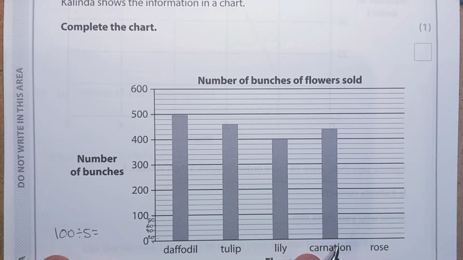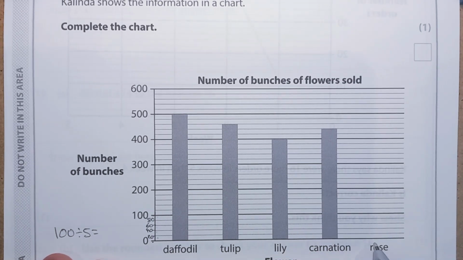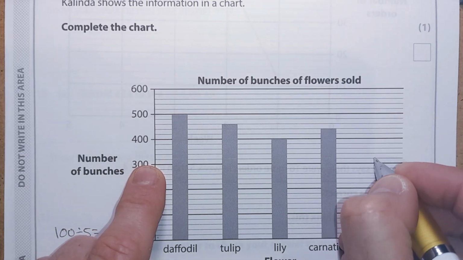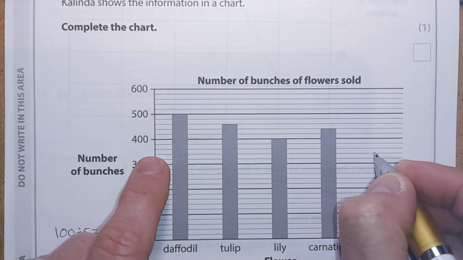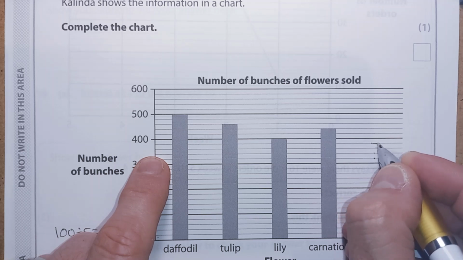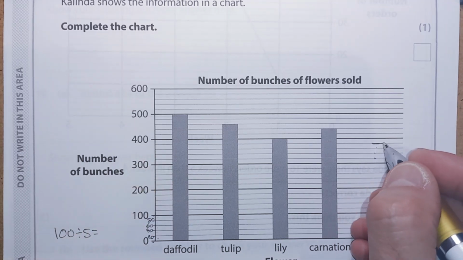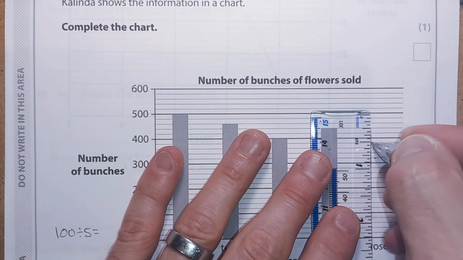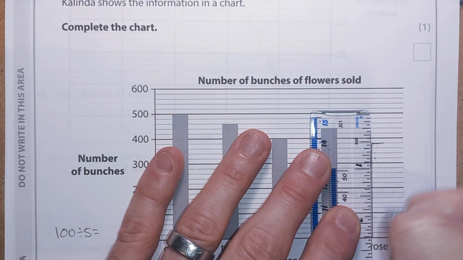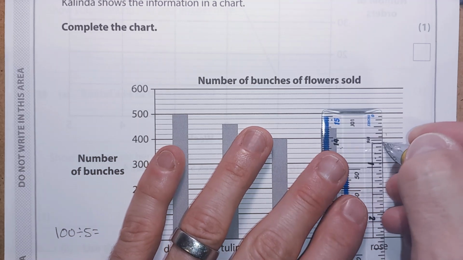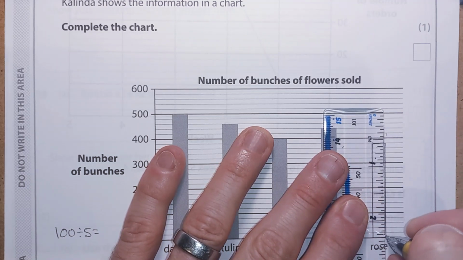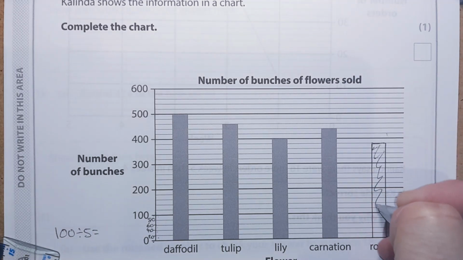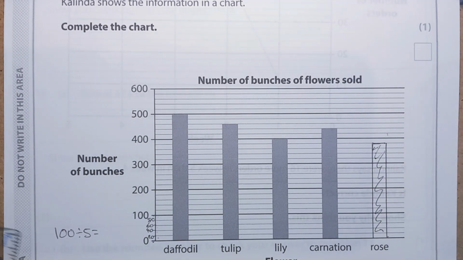So let's go up to 300. So it's going to be here. Going up, here's 300. So this would be 320, 340, 360, 380. It's going to be here. And I just need to draw my bar. Doesn't have to be exactly the same size as the others that are drawn, but it's nice if it's close. And you can leave it blank, or you can just colour it in a little bit as well if you want.